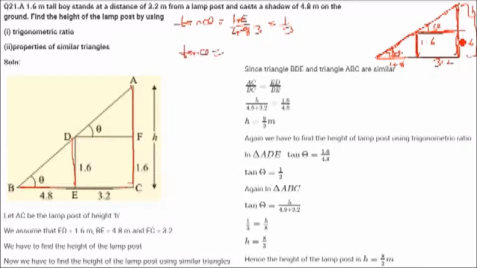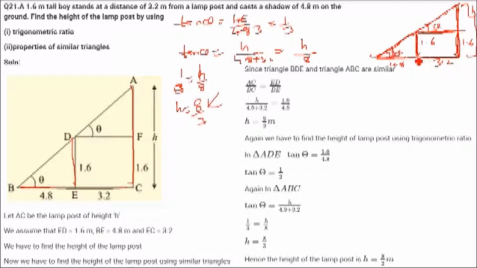So if tan theta is h by 4.8 plus 3.2, and h by 4.8 plus 3.2 is what? It is 8, and tan theta is 1 by 3. So h by 8 is 1 by 3, and h is given by 8 by 3. So this is my trigonometric equation.